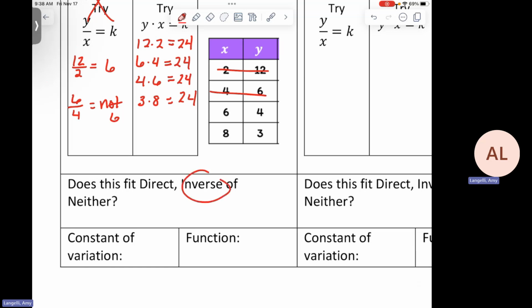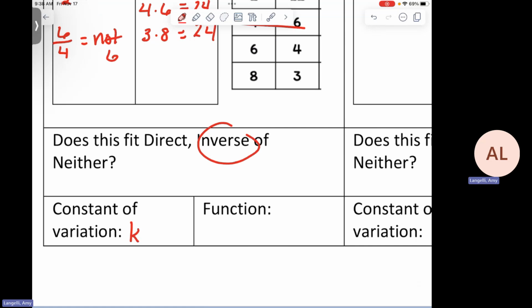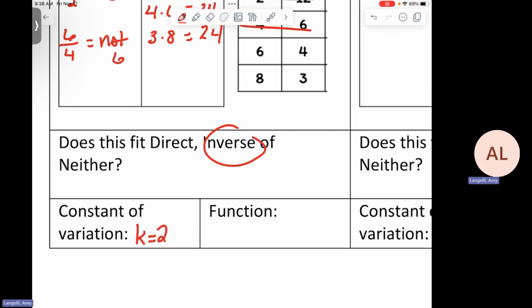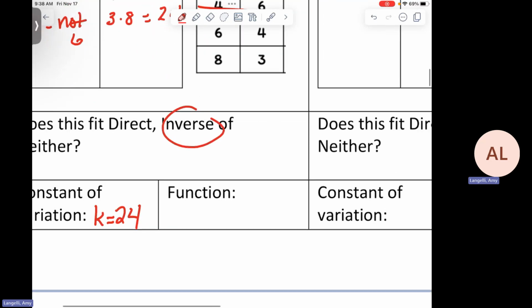The constant of variation is what we got each time, which was, what did we get each time? Up here in that box, that worked. 24, that's your constant of variation. And a function really just means equation. So it's y equals 24 divided by x. That's how you do those. All right, let's try the next one.